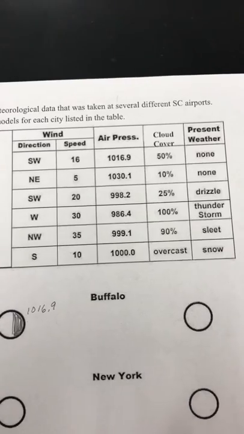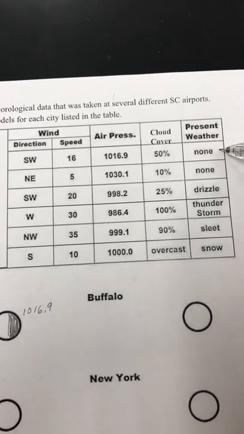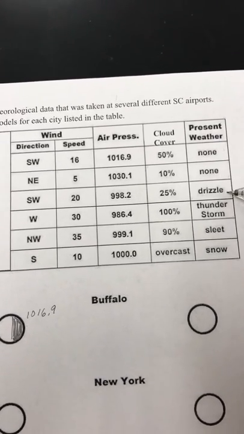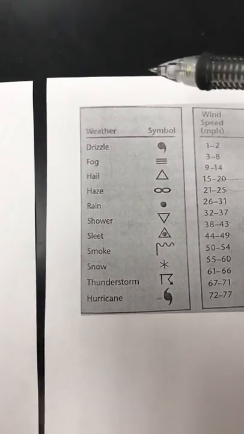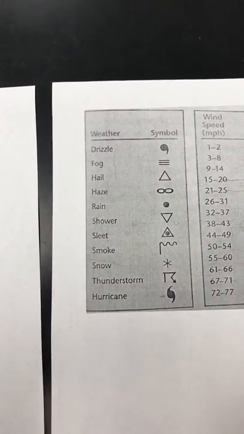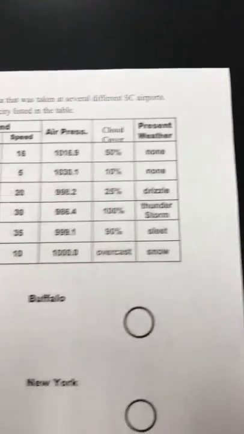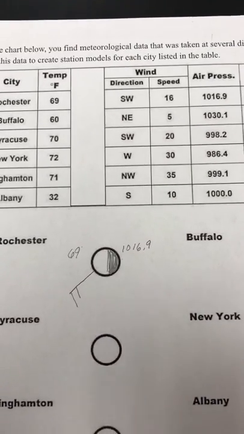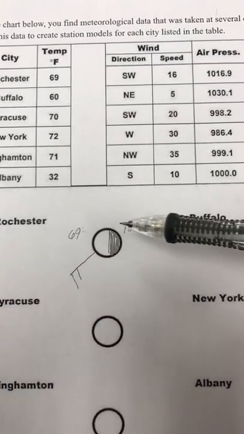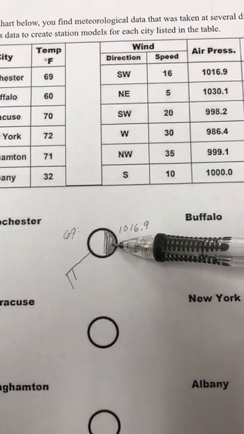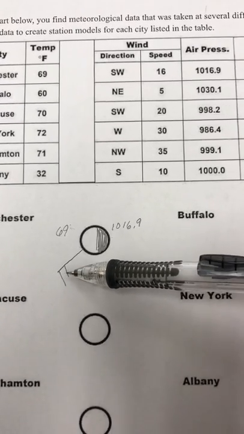And present weather, none. But like for this one, drizzle, you're just going to come over, use this chart to find what you need. So that is our completed station model: temperature, air pressure, cloud cover, wind direction southwest, and then the speed.